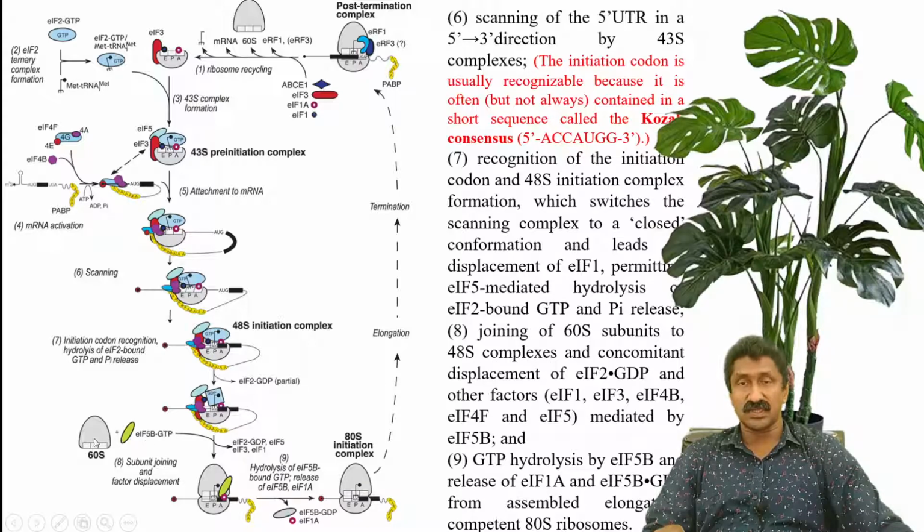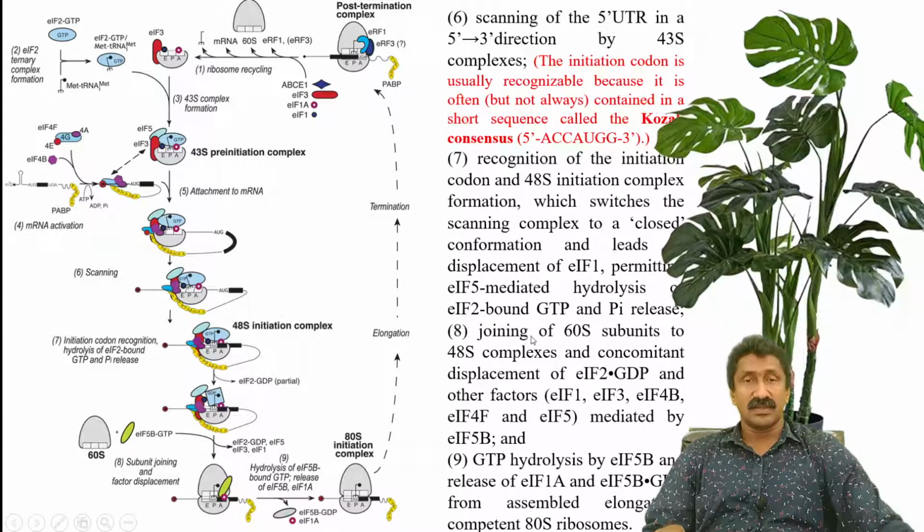So this is the 60S subunit which will be joined here. And joining of the 60S subunit to the 48S complex is accompanied by displacement of initiation factor 2 GDP and other factors. These are the different factors which are released. And that is mediated by the eukaryotic initiation factor 5B GTP complex. So the binding of this complex releases the other factors. Then GTP hydrolysis by eukaryotic initiation factor 5B releases the initiation factor 1A and 5B GDP. So after the hydrolysis of the GTP, 1A and these factors will be released.